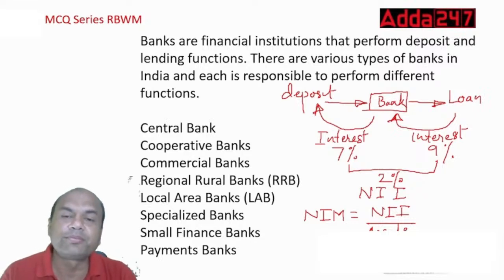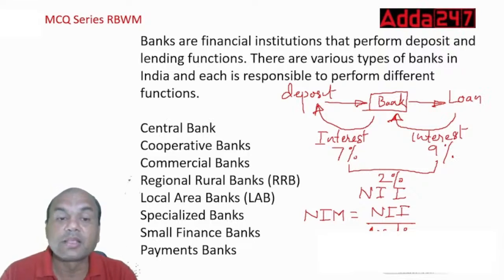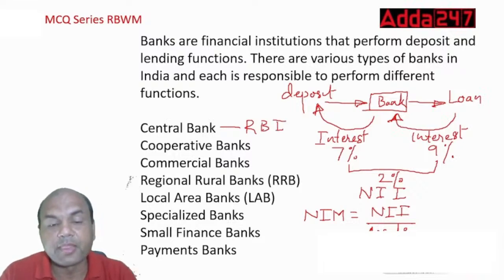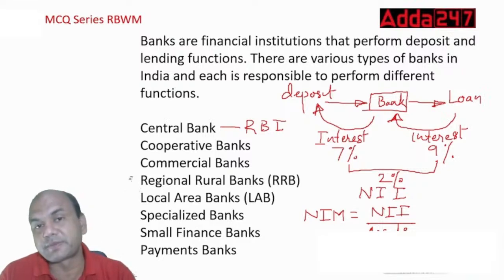Obviously, there are various types of banks in India, and each is responsible for performing different functions. So what are the various banks in India? One is the central bank. Central bank means RBI over here. Okay, it's not Central Bank of India, it is RBI. Second, cooperative banks, commercial banks, RRBs, local area banks, specialized banks, small finance banks, and payment banks.